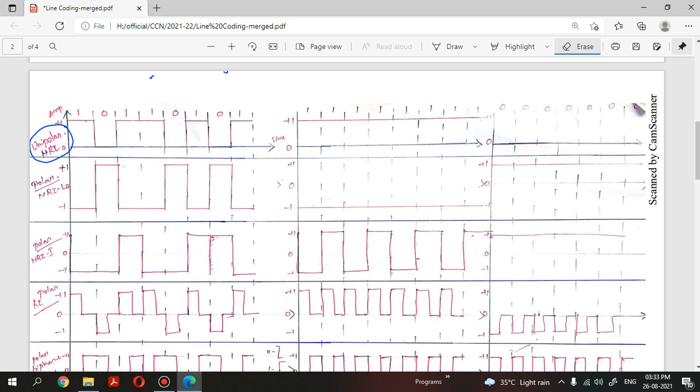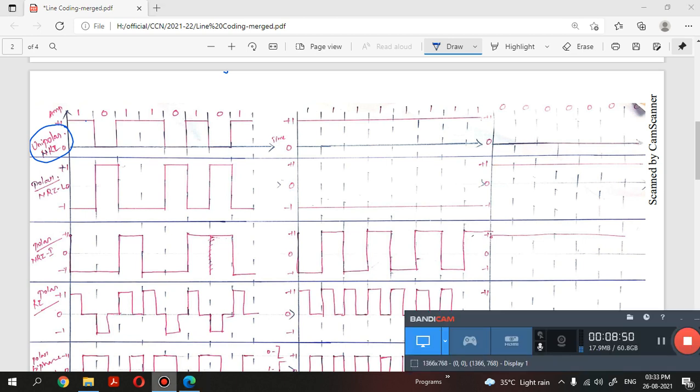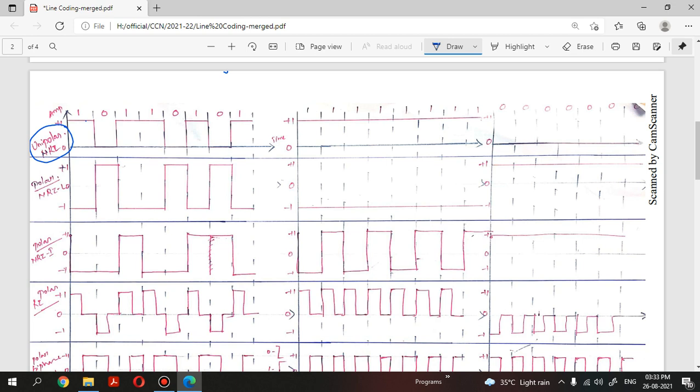The important thing you want to note down here is it has only two voltages, right? Two voltages: one is positive voltage, another one is zero voltage. We don't have three voltages. For the rest of the mechanisms we have three voltages. For this NRZ mechanism we have only two voltages, 1 and 0, right? And it is a very simple mechanism. For 1 we give high voltage, for 0 we maintain zero voltage, right?